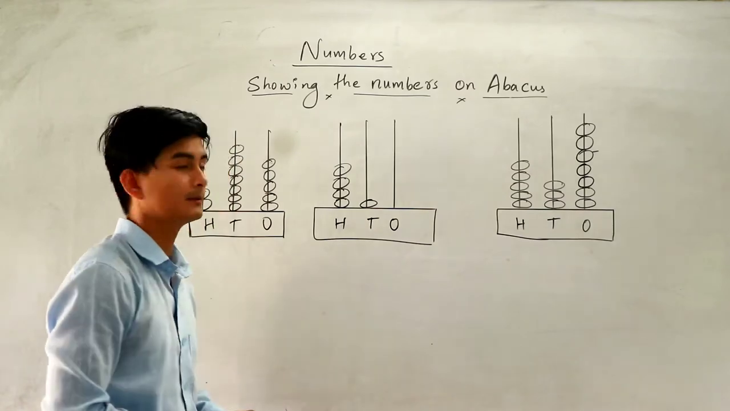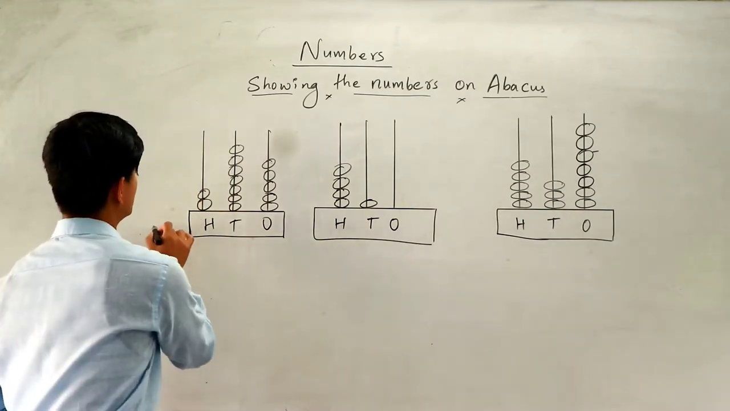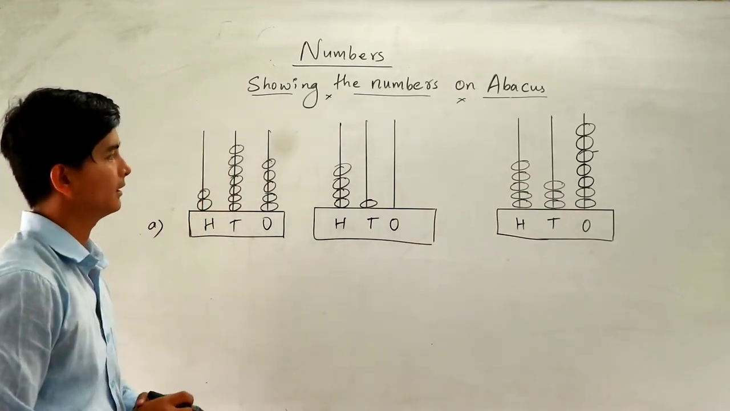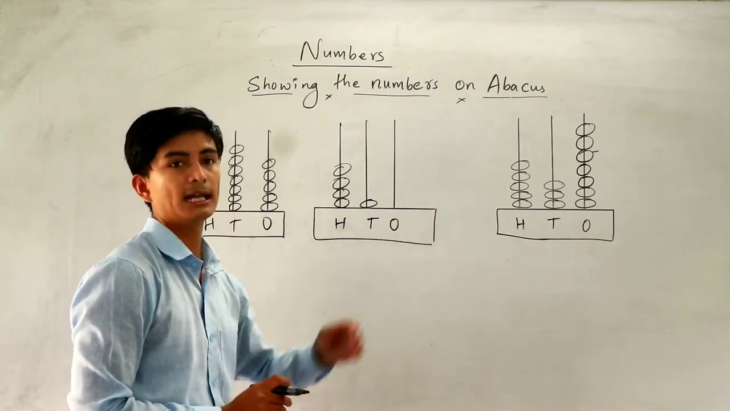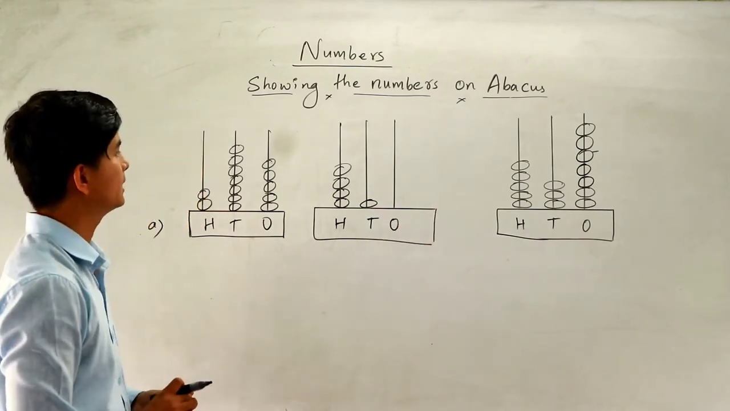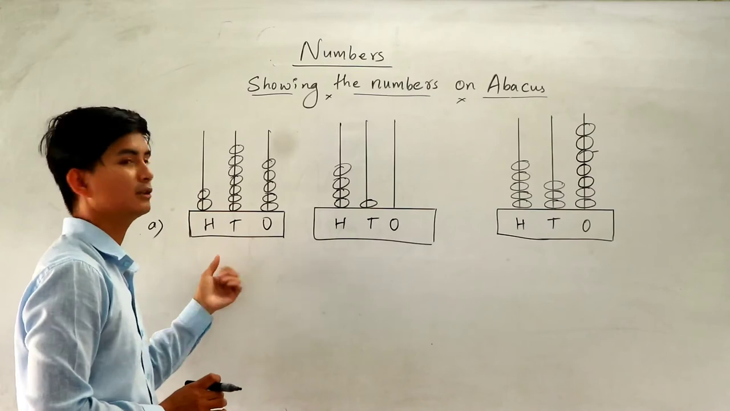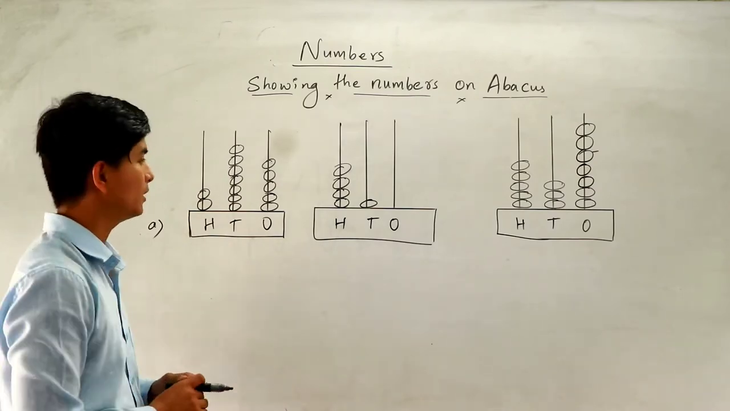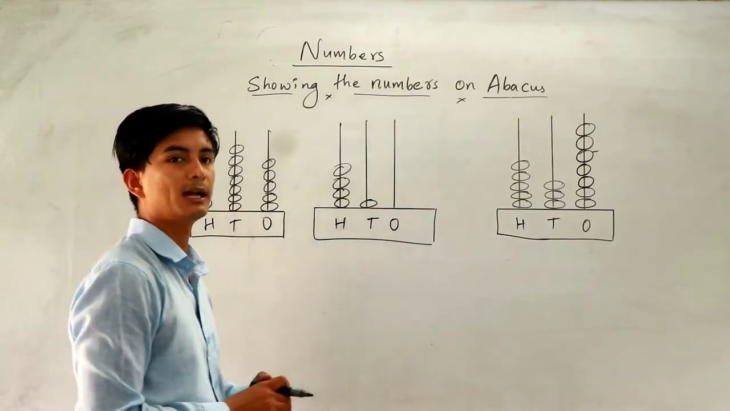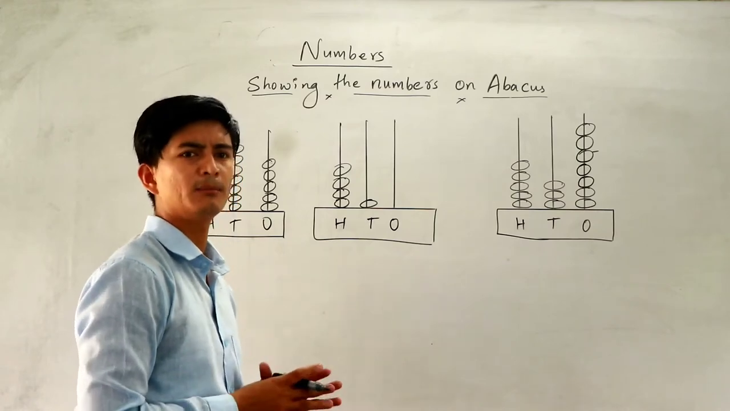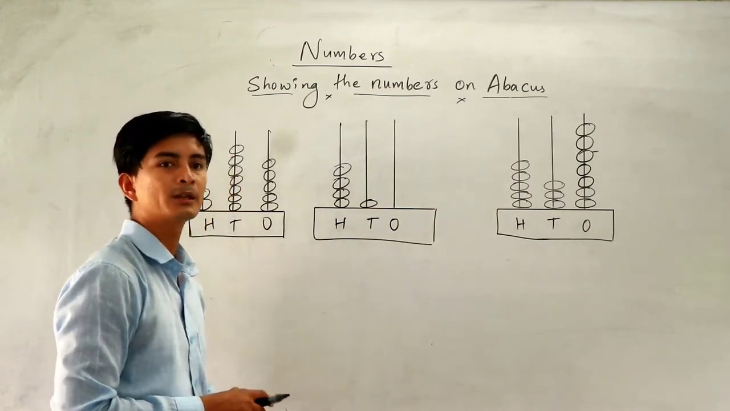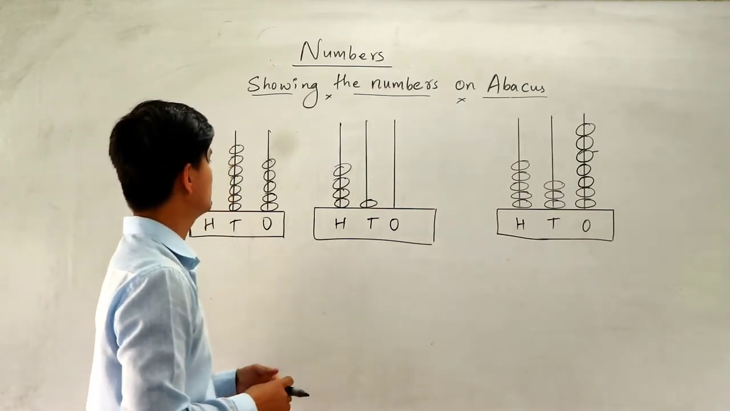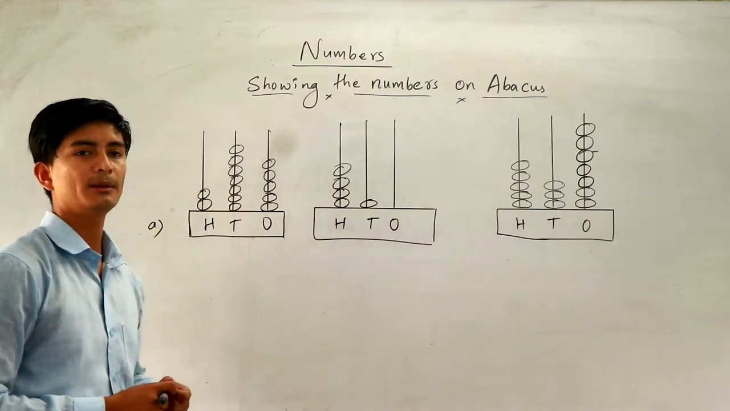Okay, see here, I have drawn some abacus here, and the beads as well. What you have to do is just count the beads and write the numbers, whatever number you have got, as well as you can write your number name as well. You have already learned number names in the previous lesson. So you can write the number name as well.